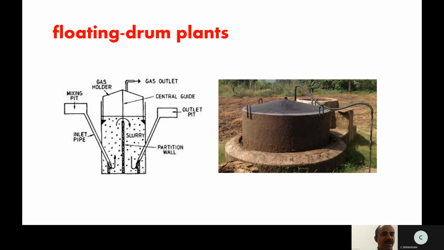This is a floating drum plant. It is a steel type of plant. Inside, we dump the wastes so they float. The wastes from municipal, agriculture, and some residual wastes are dumped here to produce the gas. And this gas we use for cooking and electricity.